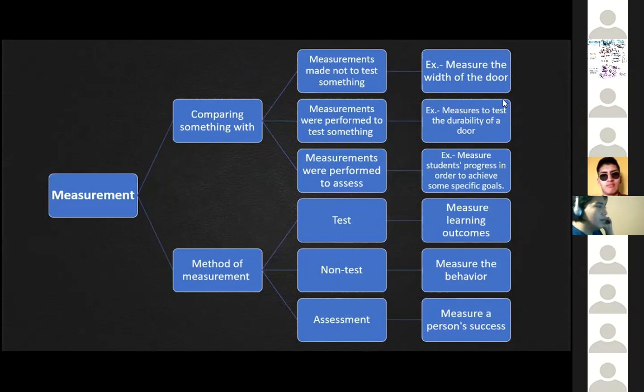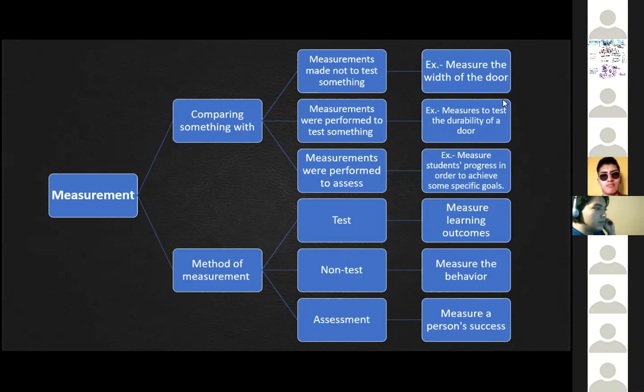Afternoon, teacher. I'm Eric Nolivas, and I'm going to talk about measurement and assessment. It's essentially comparing something with a basis, on the basis of a certain size. It could be divided into three kinds of measurement.